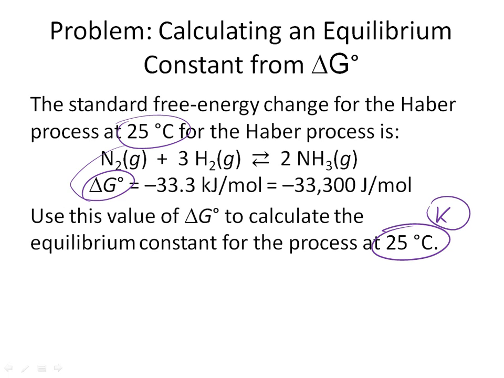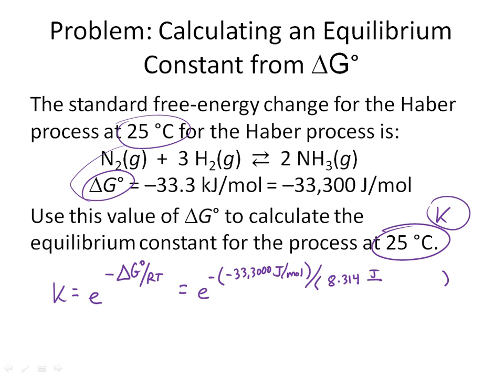We know that K equals e to the negative delta G naught over RT. So just be really careful with your signs here. We've got negative 33,300 joules per mole, and we're going to divide this by quantity, I'm going to be careful here too, 8.314 joules per mole Kelvin, and that is multiplied by 298 Kelvin.